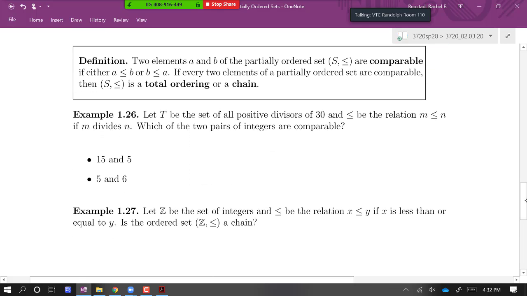Suppose we have a partially ordered set, meaning we have a set with a partial ordering relation. Two elements of a set are called comparable if one of these is true. If either A is related to B or B is related to A, doesn't matter what direction, if one of those is true, we say that pair is comparable.